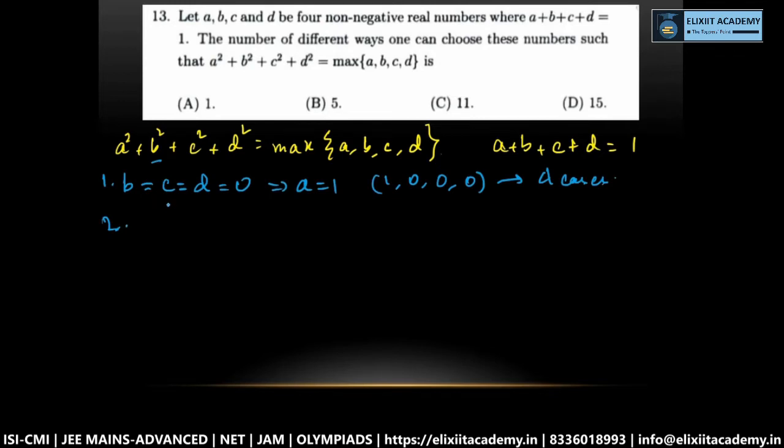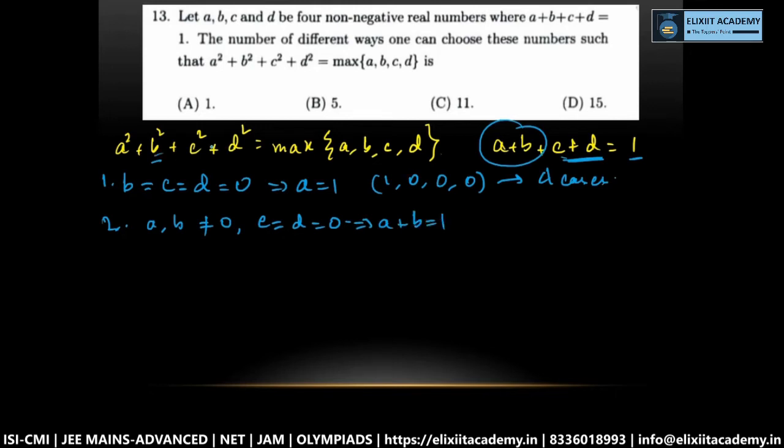The next case is where A and B are not equal to 0, but C and D are equal to 0. In that case, what will we get? If C and D are 0, then obviously A plus B is equal to 1. So basically, we are getting A plus B is equal to 1.